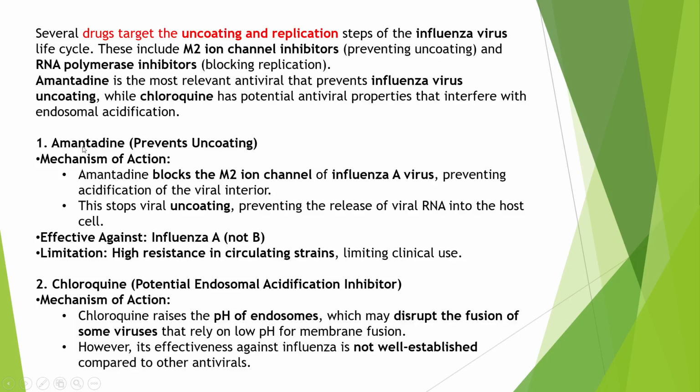Particularly amantadine, it prevents uncoating. How it does so, we already discussed. Amantadine blocks the M2 ion channel in the influenza A virus, preventing the acidification of the viral interior. This stops the viral uncoating and prevents the release of viral RNA into the host cell. It is effective against influenza A, however, but not influenza B.